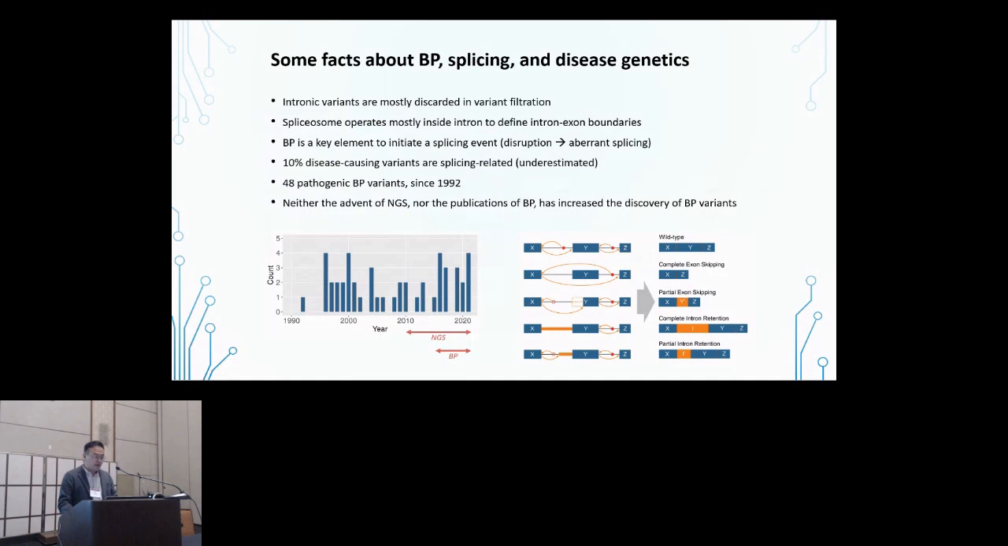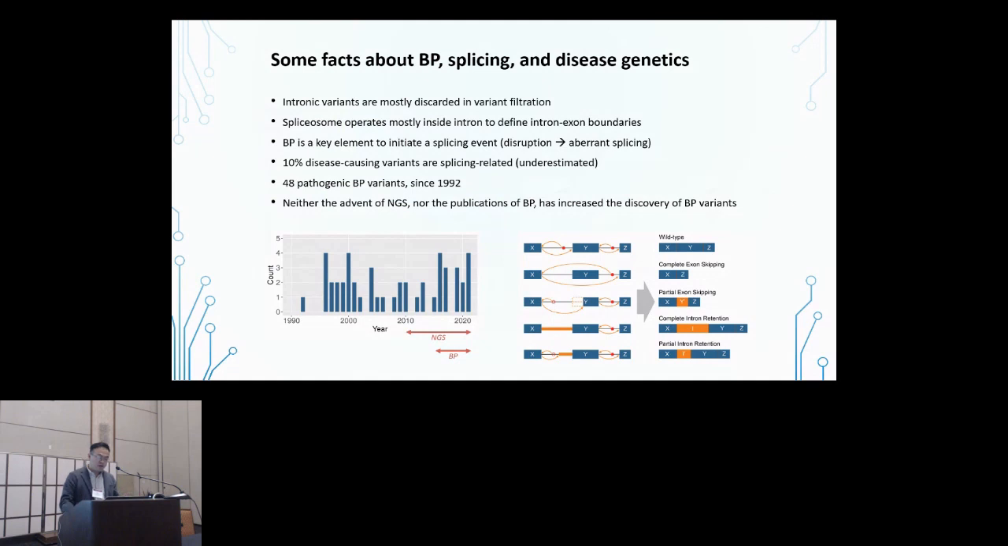So far, we have seen about 10% of disease-causing mutations are splicing related, but I think this is highly underestimated. Through a massive literature review, since 1992 there are only about 48 mutations reported to disrupt the branch point and cause disease. From the timeline, you can see that neither NGS technology nor the BP datasets has significantly increased the discovery of branch point variants as disease-causing mutations.